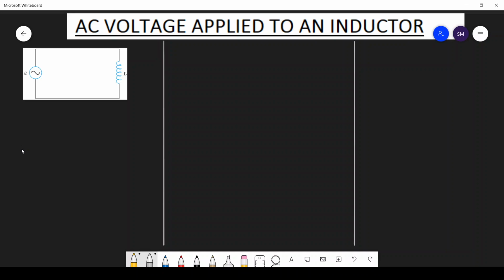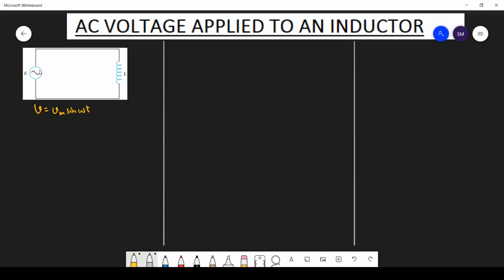So the topic we are going to do today is AC voltage applied to an inductor. So we have the source of AC voltage, and let the source voltage be given by V equals Vm sine omega t, and we can assume that this inductor has negligible resistance, so the circuit is a purely inductor AC circuit.